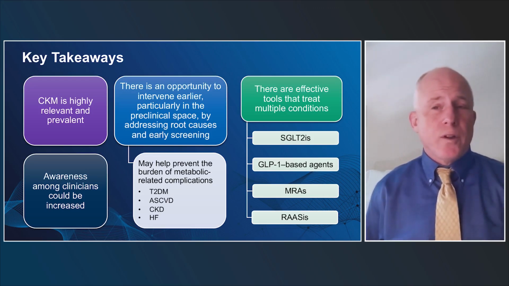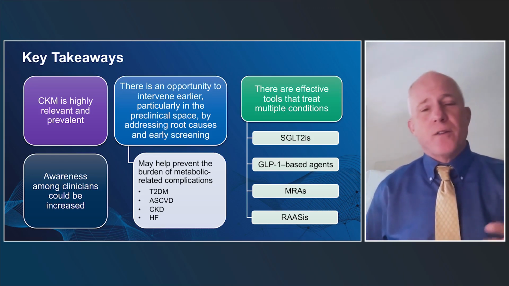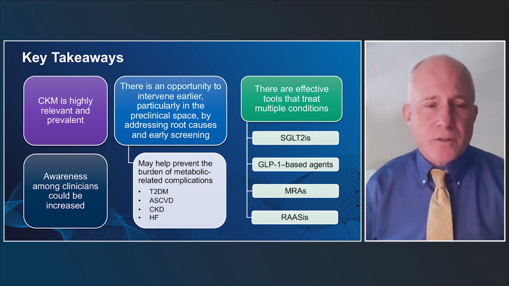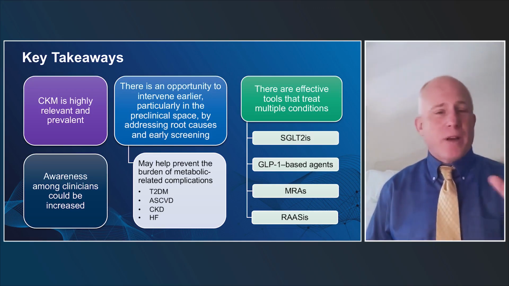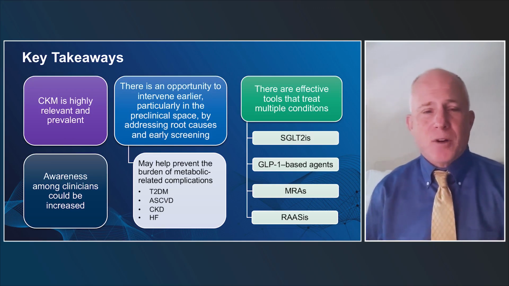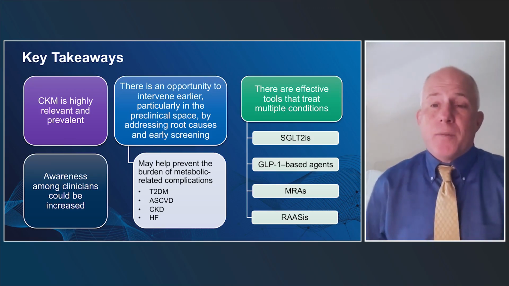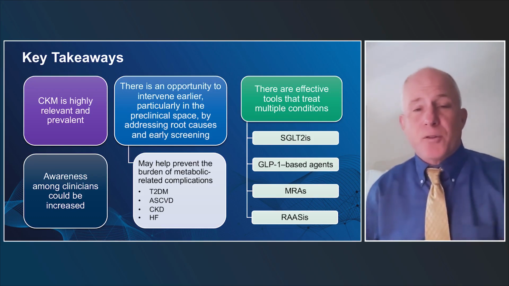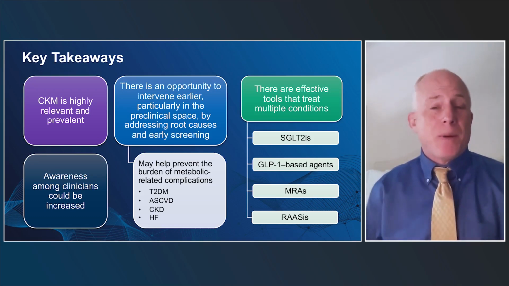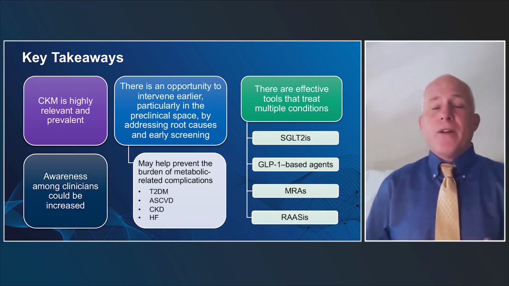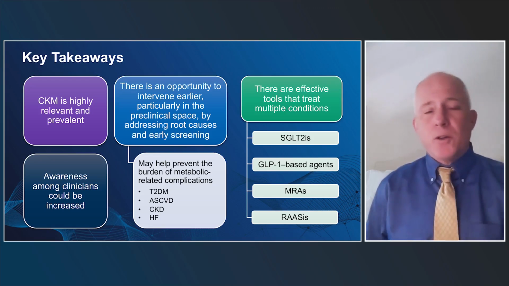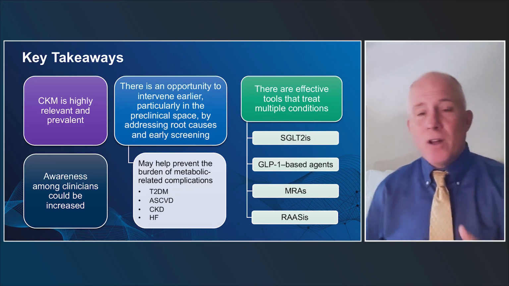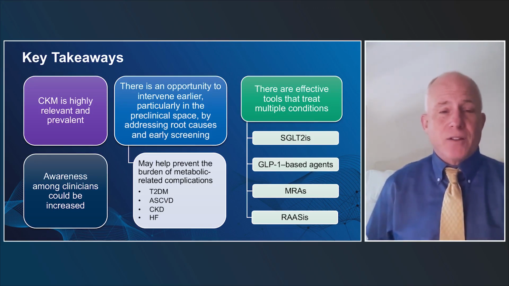We have tools that sometimes were thought of as used in other conditions that we can now use for multiple conditions. So in the diabetes space, we have SGLT2 inhibitors and GLP-1 receptor agonists, but they're also going to be used sometimes for chronic kidney disease. They might be used for atherosclerotic cardiovascular disease. They might be used in heart failure. We have MRAs that used to be utilized only for chronic kidney disease, but actually have shown to have benefit in kidney disease, heart failure, and atherosclerotic cardiovascular disease.